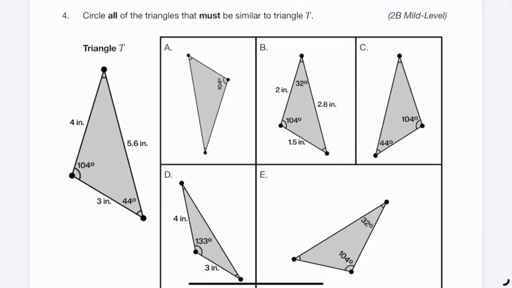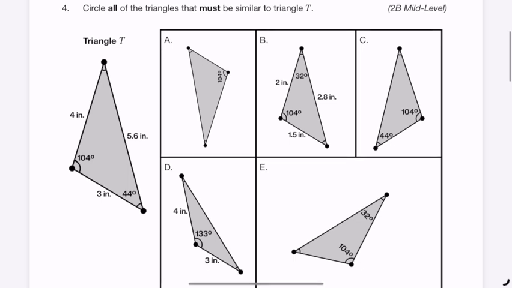Okay, then we're moving on to the next competency that we're being tested on, which is similar figures, similar polygons, similar triangles. So here we're supposed to circle all of the triangles that have to be similar to triangle T. So if I take a look at triangle T, I have this angle is 104 degrees. Here, this angle is 44 degrees. And then they don't tell us what that angle is, but we can find it because when we have 2 angles given to us in any triangle, we can always find the third because we know that there's 180 degrees in any triangle. Okay, the angles add up to 180.